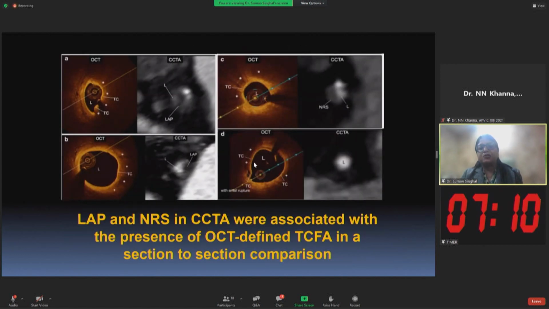They actually compared the low attenuation plaque and the napkin ring sign in CTCA, which is seen here, with OCT. Section to section, similar findings were found in CT coronary angiography.